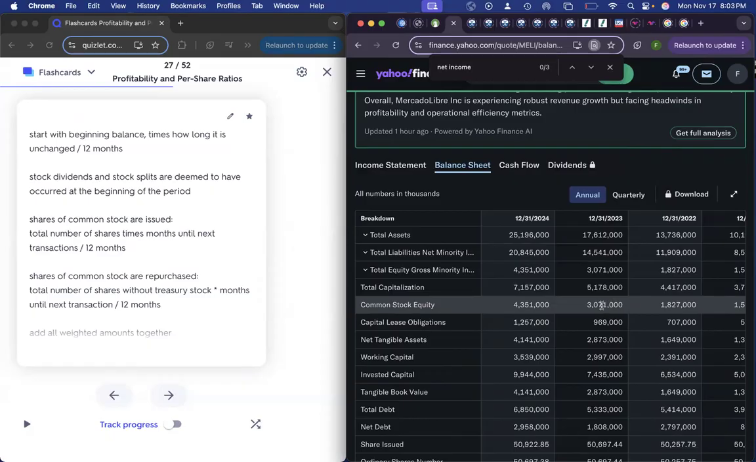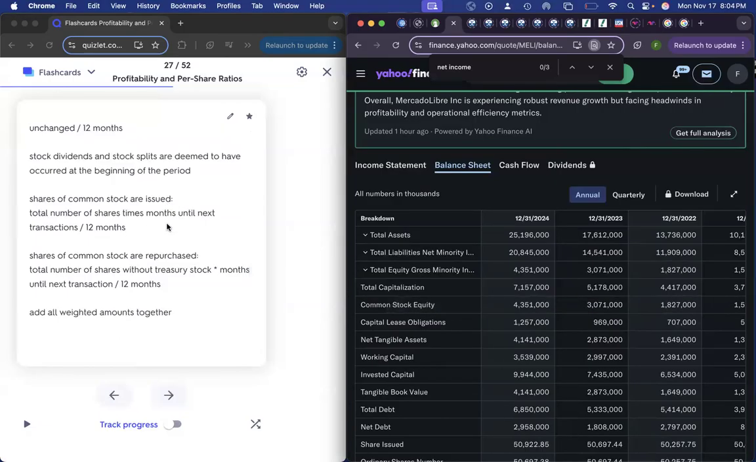So maybe let's say they didn't do anything for 6 months. That would be 3.07 million times 6 divided by 12. Then, if there are any stock dividends or splits, that changes the beginning balance that you use for your calculation, since those are deemed to have occurred at the beginning of the period.